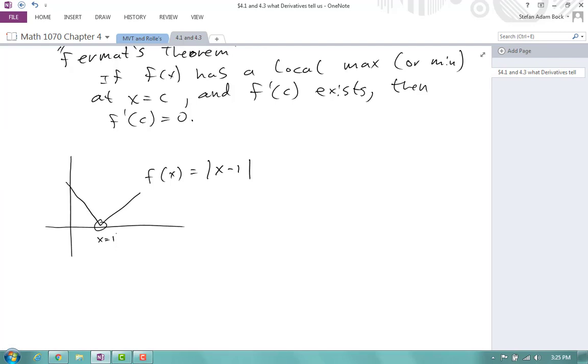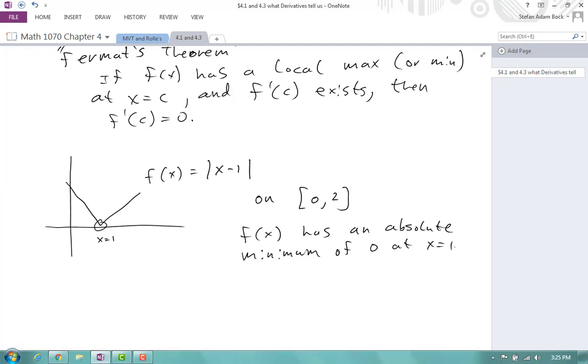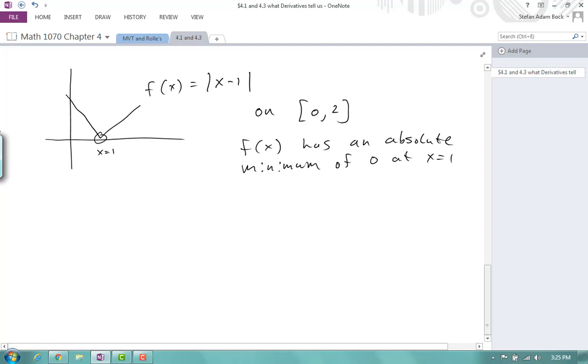But I still have a minimum here on the interval from 0 to 2. F of x has an absolute minimum of 0. But we'll notice that this doesn't actually fail the theorem I just wrote, because I don't have the condition that f prime of c exists. The derivative at x equals 1 does not exist, and so that doesn't tell me anything about my derivative or my minimum there. So we'll have the following condition, which comes in a definition.